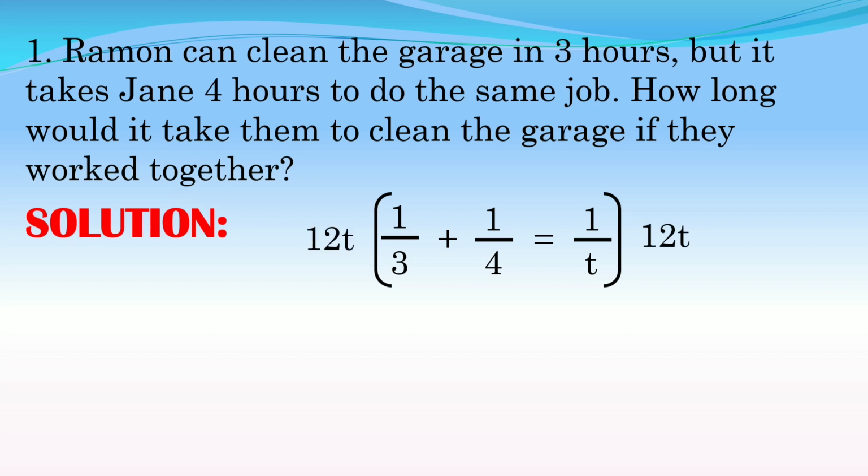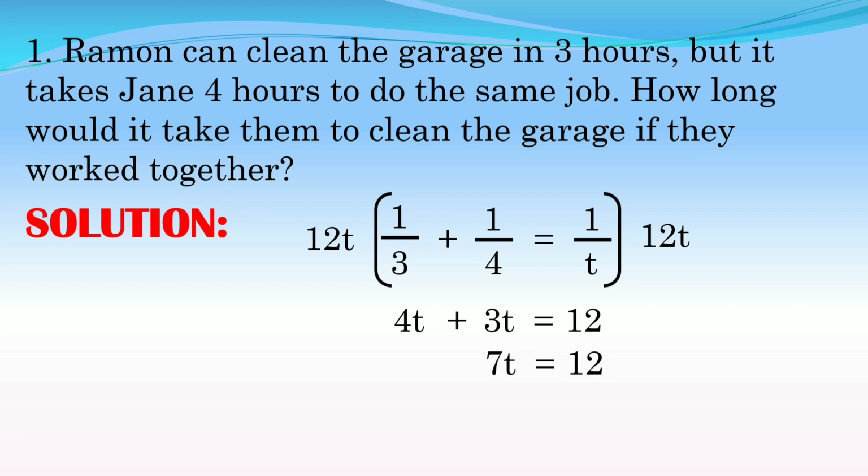So, we will multiply 12T to both sides. So, 12T times 1/3 is equals to 4T. 12T times 1/4 is equals to 3T. So, plus 3T is equals to 1 over T times 12T is equals to 12. Yan. Then, combine natin yung like terms, which is 4T and 3T. So, 4T plus 3T is equals to 7T is equals to 12.